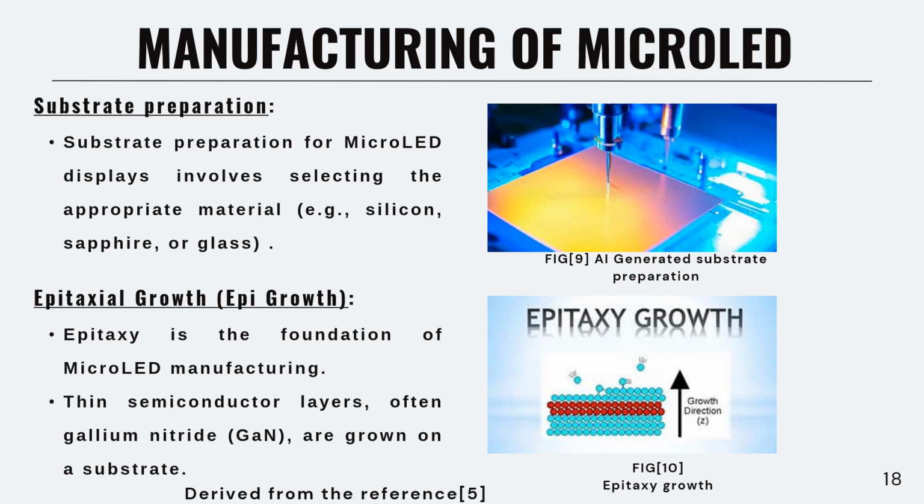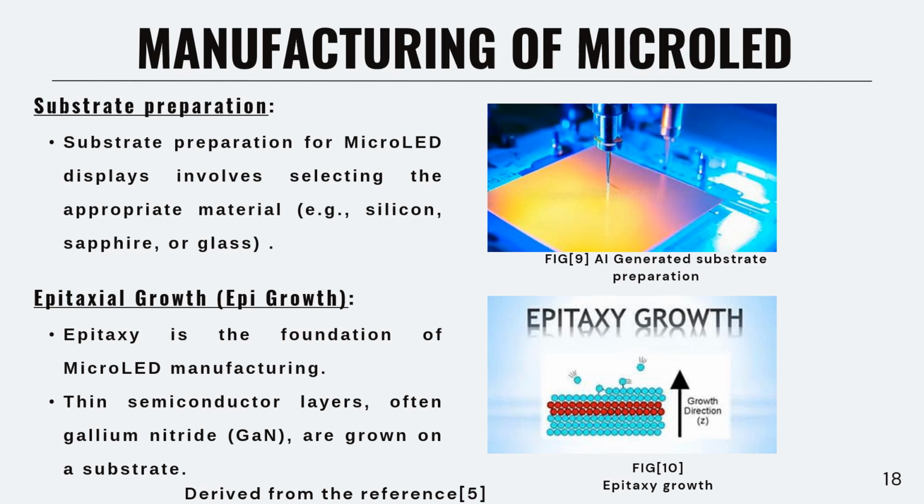In the case of epitaxial growth, epitaxial growth is a crystal growth process in which a thin layer of crystalline material is deposited on a crystalline substrate in such a way that the newly grown layer adopts the crystal structure of the substrate. There are mainly three methods used: chemical vapor deposition, molecular beam epitaxy, and metal organic chemical vapor deposition.